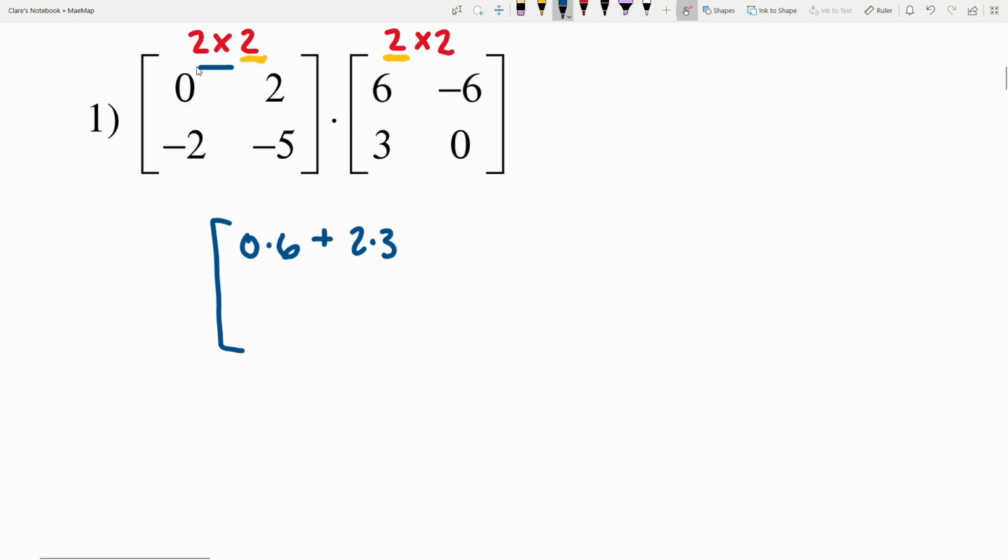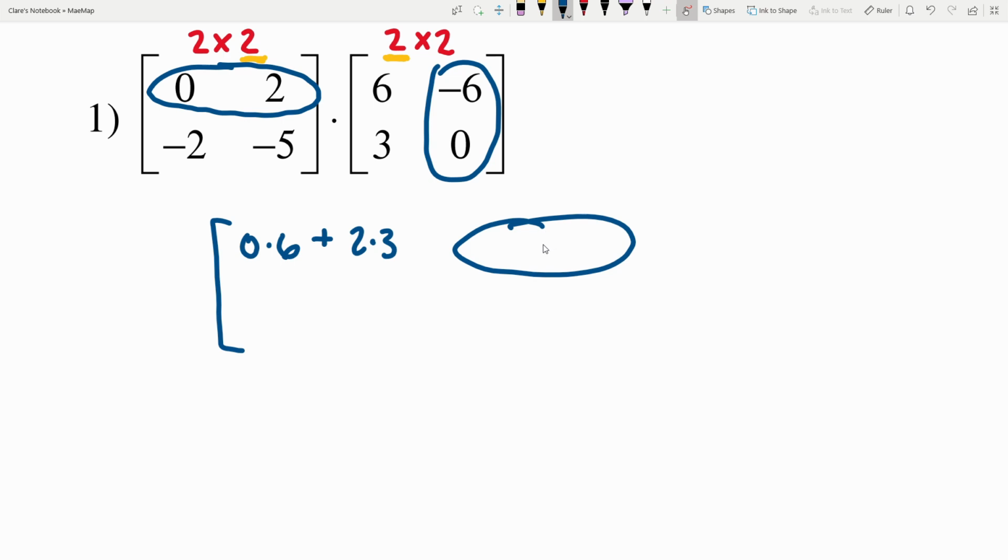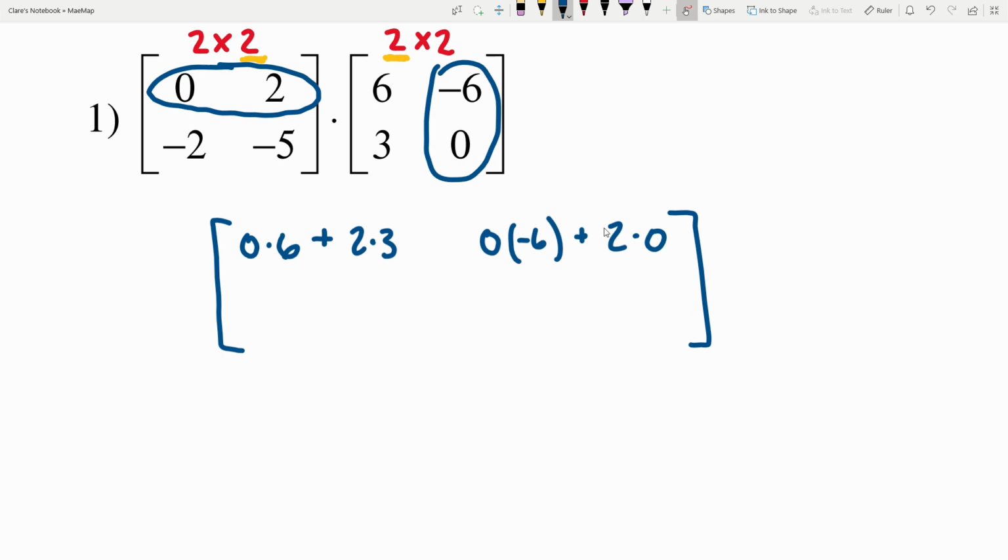Now we're going to keep working with the same row, 0, 2, but now we're going to dot it with the second column. So the first row dotted with the second column will give us row 1, column 2's number. We do the first number in the row times the first number in the column, so that's 0 times -6. And we're going to add that to the second number in the row times the second number in the column, that's 2 times 0. Now we have the first row of our resulting matrix complete.